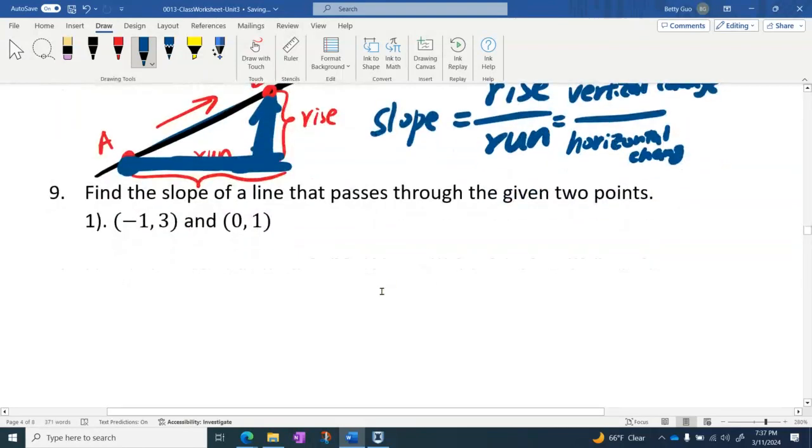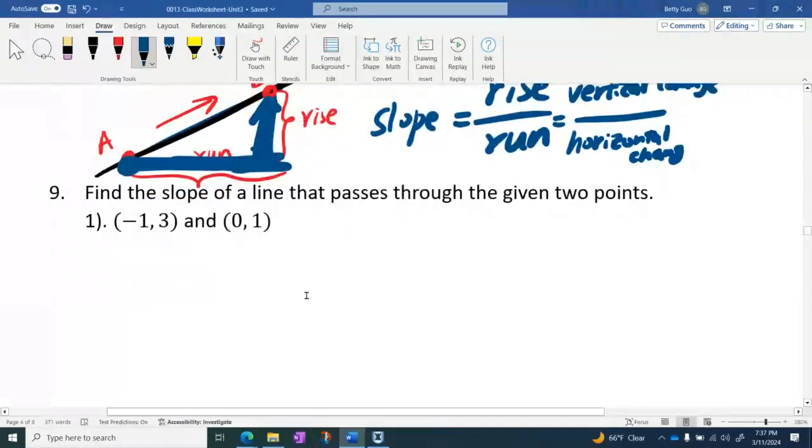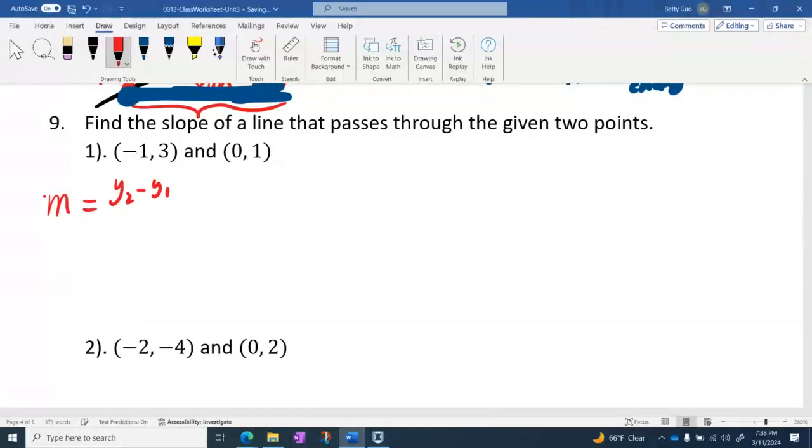And since we know 2 different points determine a straight line, if we are given 2 points, then we should be able to find the slope of the line, right? So example 9 tells us how. Very important. If we know 2 different points on a straight line, how do we find the slope of the straight line? I'm going to give you 2 methods. The first method is to use the slope formula. m equals y2 minus y1 all over x2 minus x1.